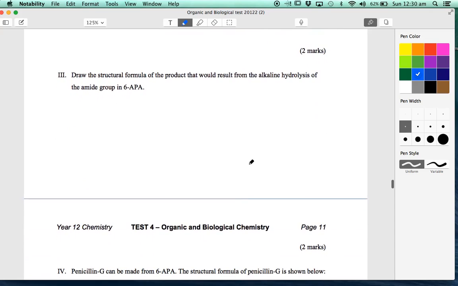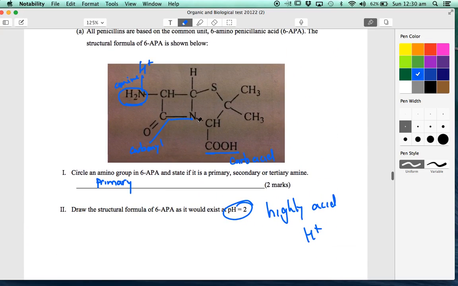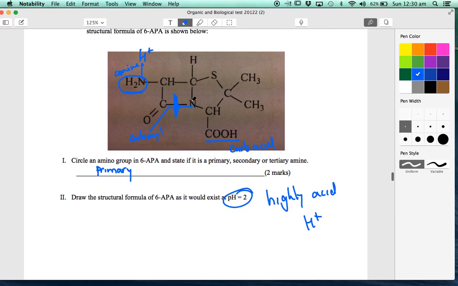Draw the structural formula of the product that will result from the alkaline hydrolysis of the amide group in 6-APA. So even though this isn't quite right, the amide group is here. And again, I'm not saying the amide group really needs a hydrogen attached off it in order to be classified as an amide group, but that's what they're looking for there. I don't think you'd get that in an exam. So to get the alkaline hydrolysis, you would have to break this, and alkaline being basic, you would get your base here, and you would get a salt there.